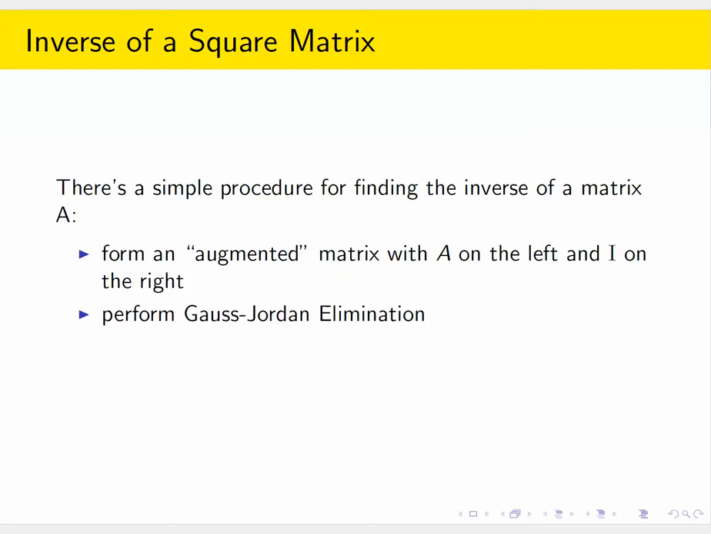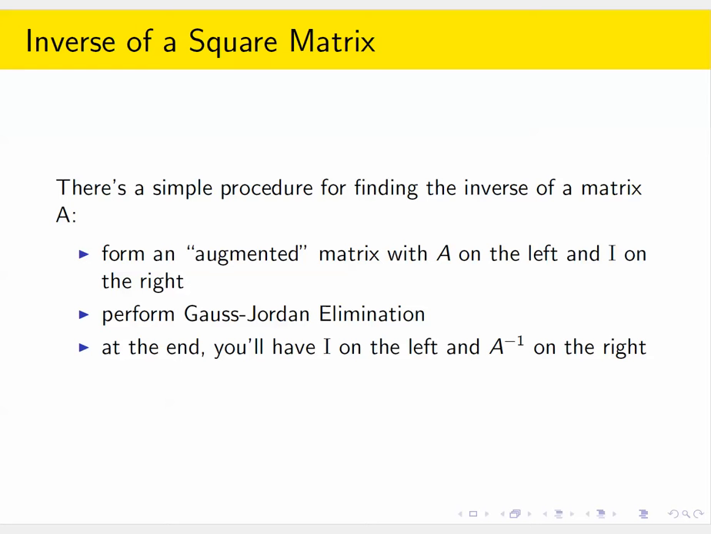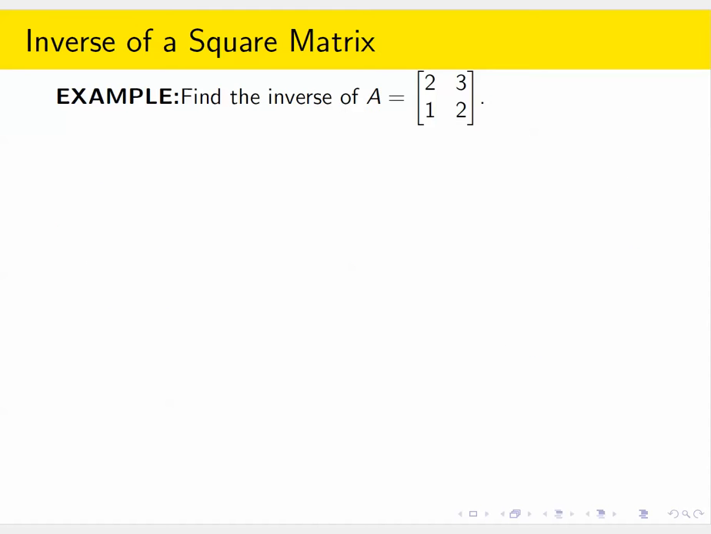Then you perform Gauss-Jordan elimination. And you keep going until you have an identity on the left side. And at that point, the right half of your big augmented matrix, after performing elimination, will be the inverse you're looking for. So let's look at an example here.